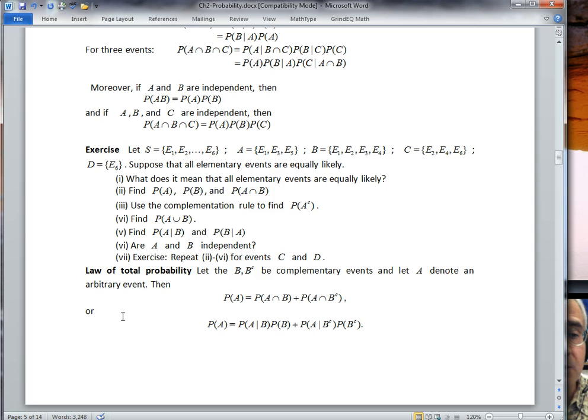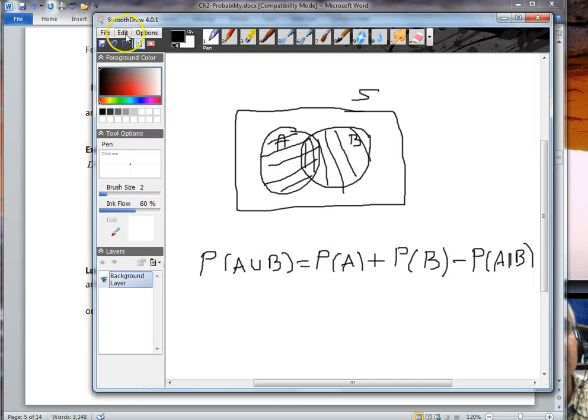There's another law we can talk about, the law of total probability. Actually, we want to get to Bayes' law because that's very important in probability. So here I have the probability of A equals the probability of A intersection B plus the probability of A intersection B complement. Let me go to my tablet, see if I can explain it better.